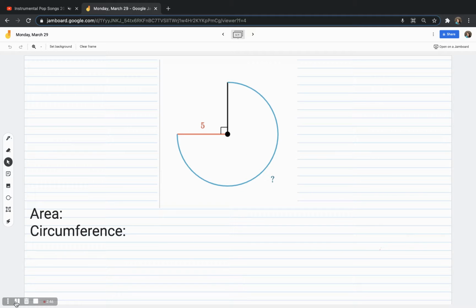All right, next we're finding the area of 3/4 of the circle. I can see that the radius of the circle is 5. So we're going to do pi times 5 squared. And that's going to give us an area of 78.5.